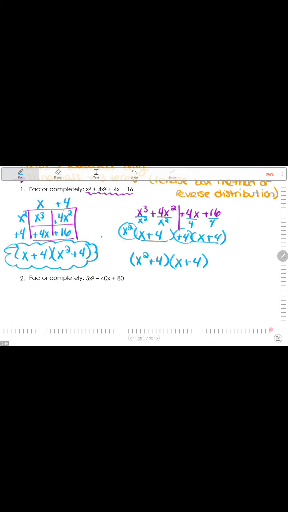Okay, example number 2, I have a trinomial again, but I want to make sure to check for GCF first, which I see. I see that I can have a GCF of 5. So I'm going to divide these all by 5, and I'm left with x squared minus 8x plus, I believe that's 16. Yep. Okay, and the GCF goes on the outside of the parentheses. And now I'm going to use trinomial for what's left over.